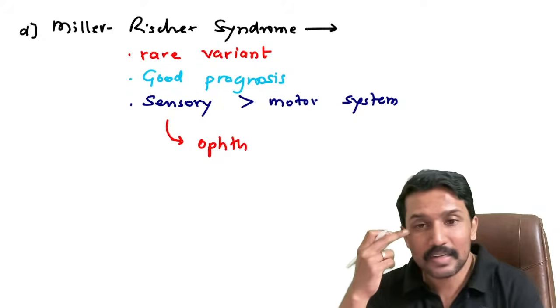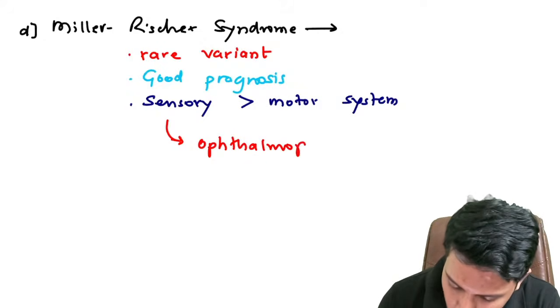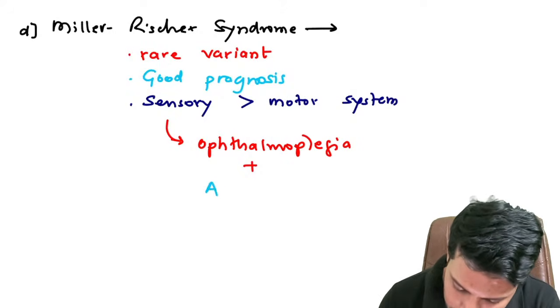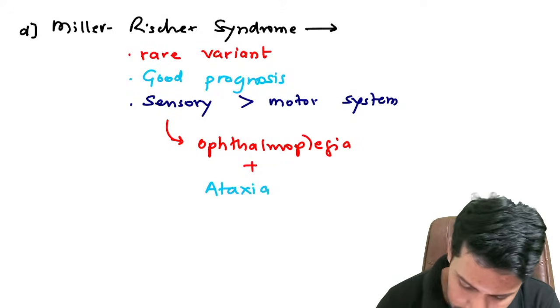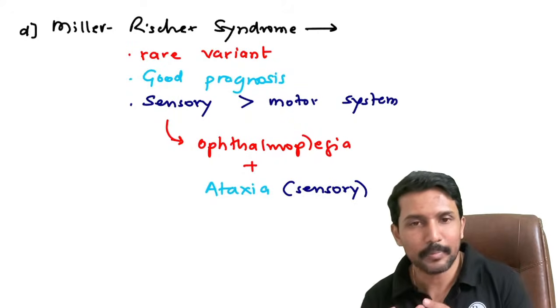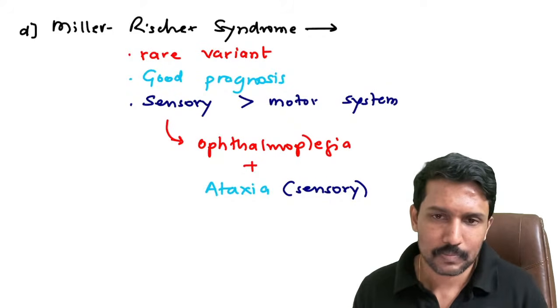The first one is that your cranial nerves going to the eyeballs may have weakness. So you may have ophthalmoplegia, and more important than that, this is what your teachers want to hear from you, the development of ataxia. And this ataxia is a manifestation of sensory system involvement. Now you may ask me why or how.